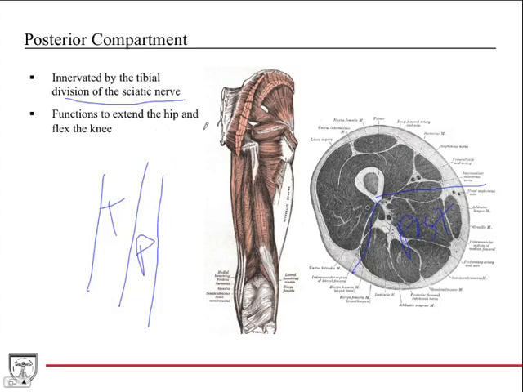And the main functions of the muscles involved in the posterior compartment of the thigh is to extend the hip joint, so out this way, because this is a posterior view. So these are all your muscles here. And then also to help flex the knee, because you can see here a lot of the tendons here are crossing the knee joint right here.